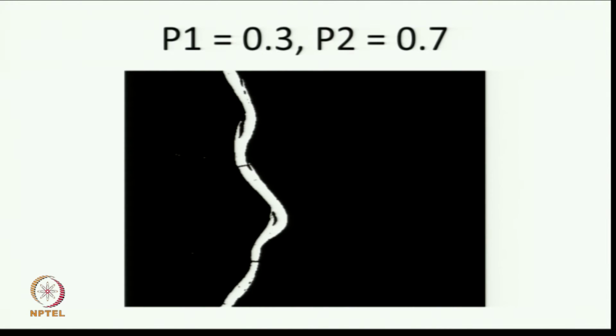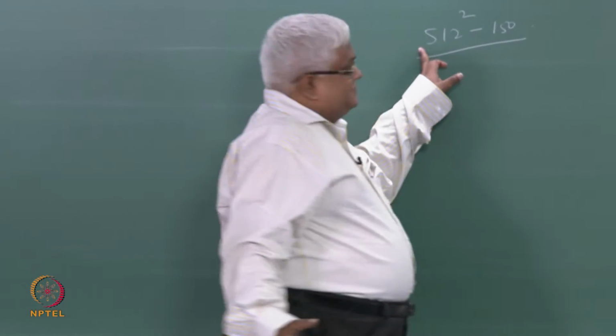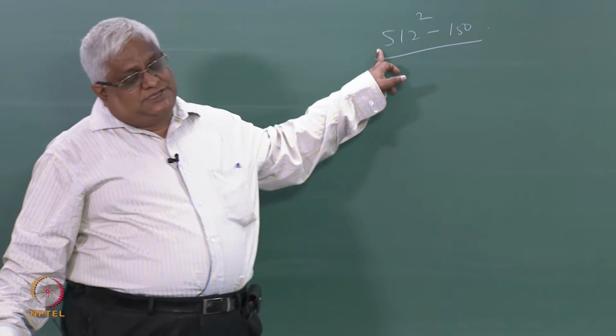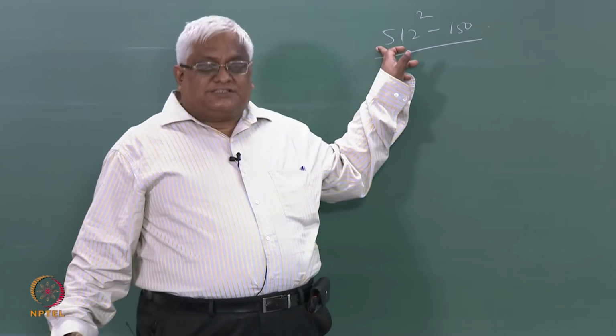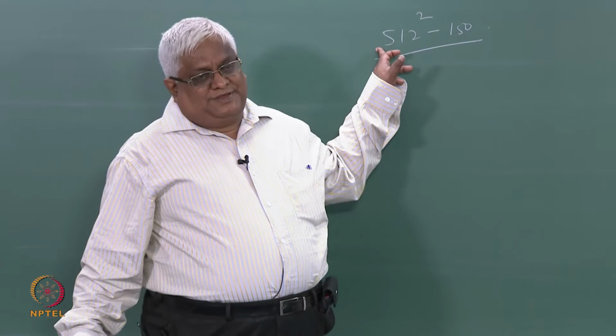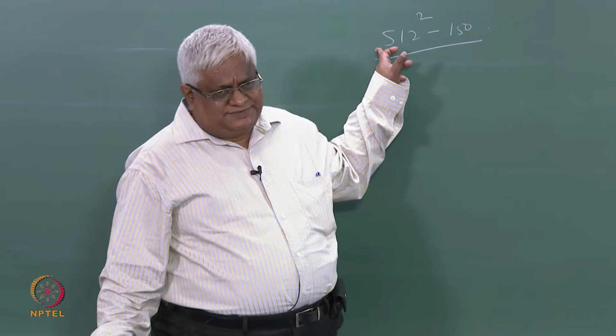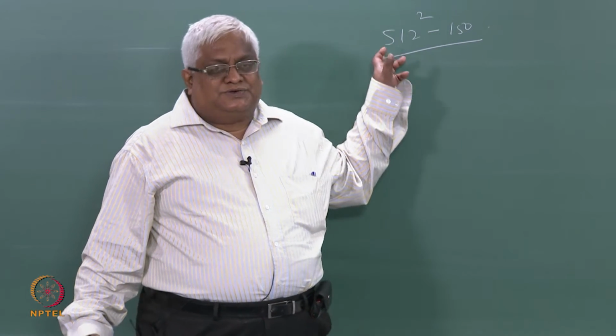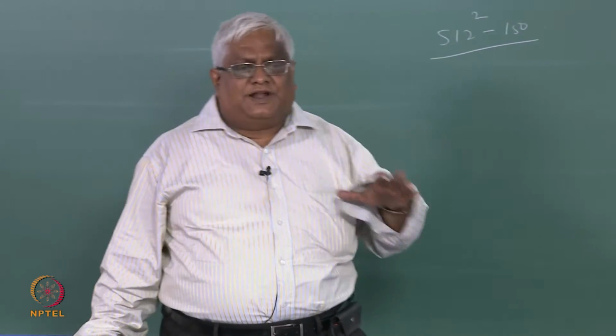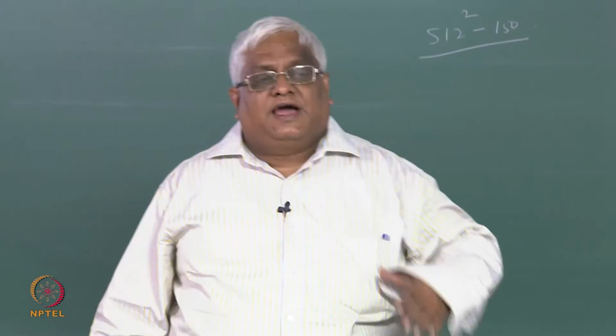Out of these many pixels, less than 1% of them are misclassified, less than 1%. So, the rate of correct classification is really high.